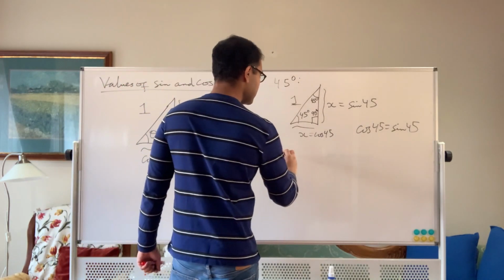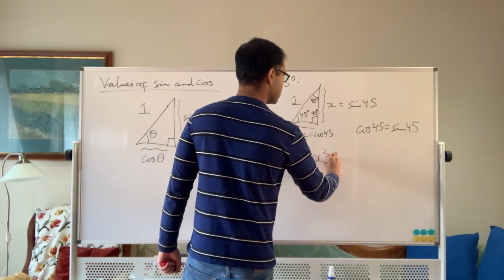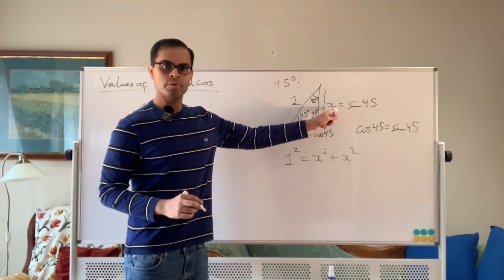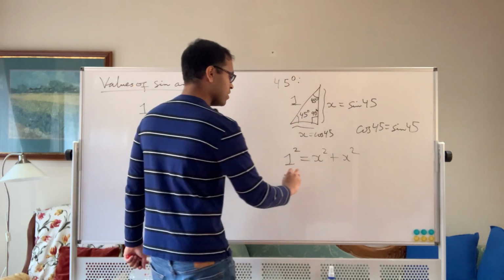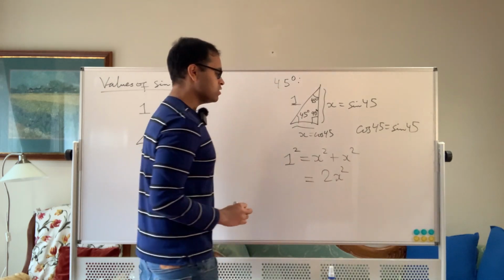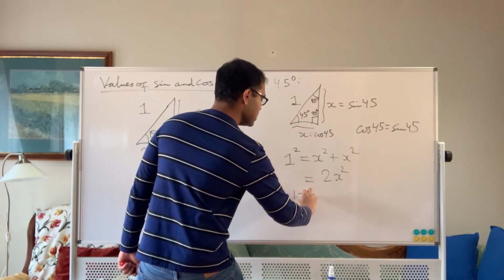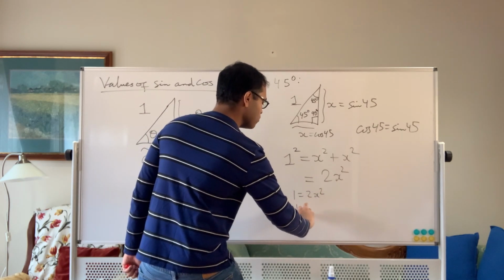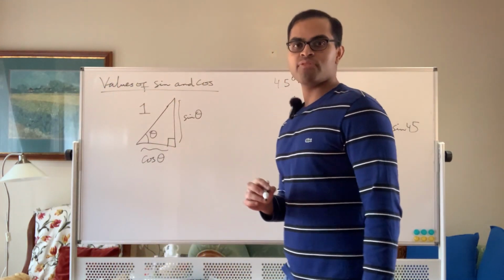So what is the Pythagorean Theorem going to tell us? It's going to tell us that 1 squared is equal to x squared plus x squared. So the sum of the squares of the adjacent side and the opposite side is going to be the square of the hypotenuse. Here we have x squared plus x squared. If you add something to itself, you double it, so you get 2x squared. Therefore, 1 is equal to 2x squared, which implies that if you divide both sides by 2, 1/2 is x squared.